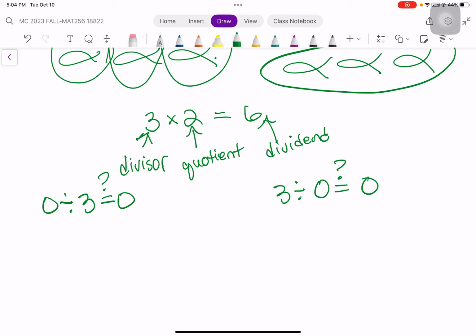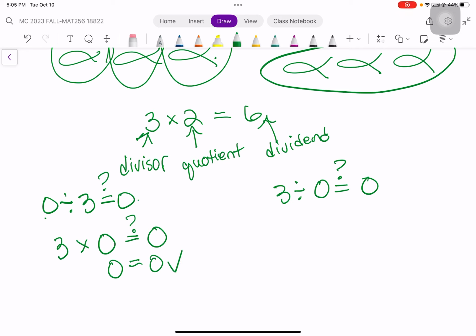So we're going to take our divisor, which is 3. We're going to multiply it by our quotient, which is 0. And then we're going to say, is that equal to our dividend of 0? Yeah, that is true. 3 times 0 equals 0. So 0 equals 0, so that checks. So 0 must be our answer.